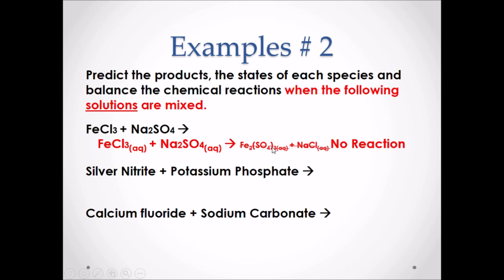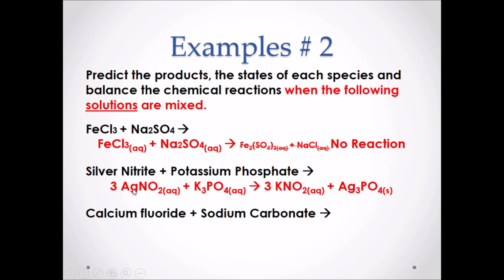Since we did not form a precipitate in this chemical reaction, there is no reaction that will occur, so we can say no reaction. We have not balanced the chemical equation because there's no need. No reaction is occurring.